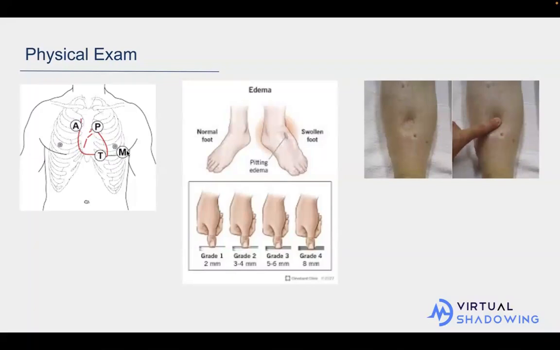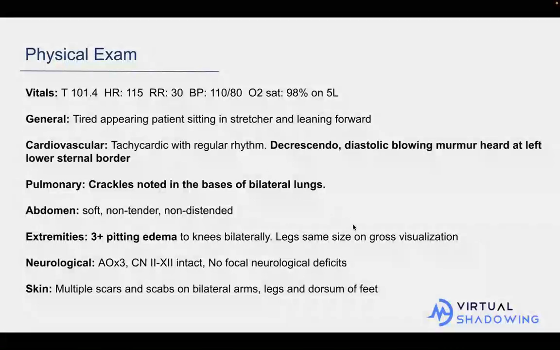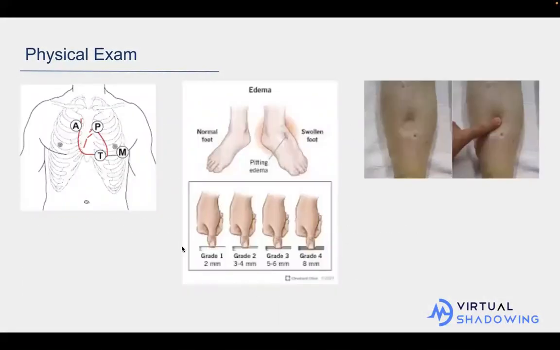And here we'll say is the apex of the heart, because the heart sits here. So the apex is here at the tip and the base is here, which is kind of not intuitive. You would think that the base would be towards the bottom, but the base of the heart is actually over here. So he had this decrescendo, can I go back? Decrescendo diastolic blowing murmur at the left lower sternal border. So that would be right here.